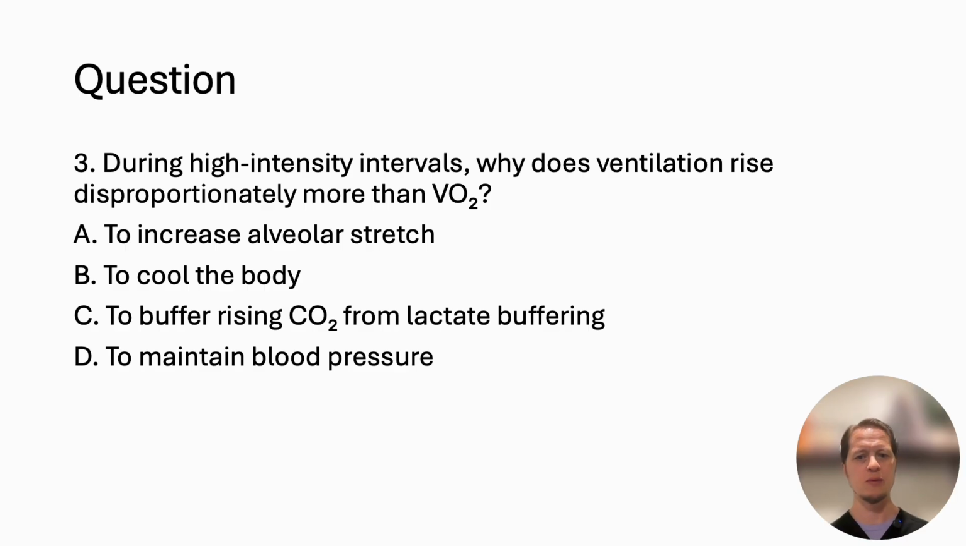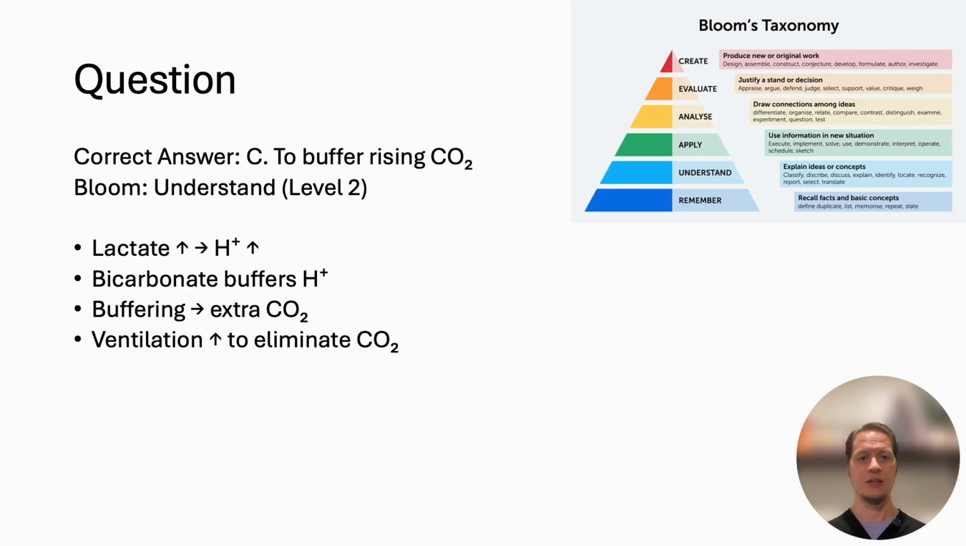Question 3. During high intensity intervals, why does ventilation rise disproportionately more than VO2, or your O2 consumption? A, to increase alveolar stretch to get more air in. B, to cool the body. C, to buffer rising CO2 from lactate buffering. Or D, to maintain blood pressure. Answer is C, to buffer that rising CO2.